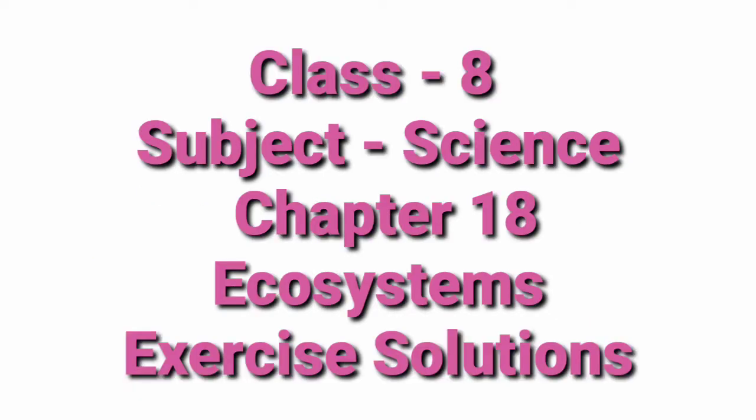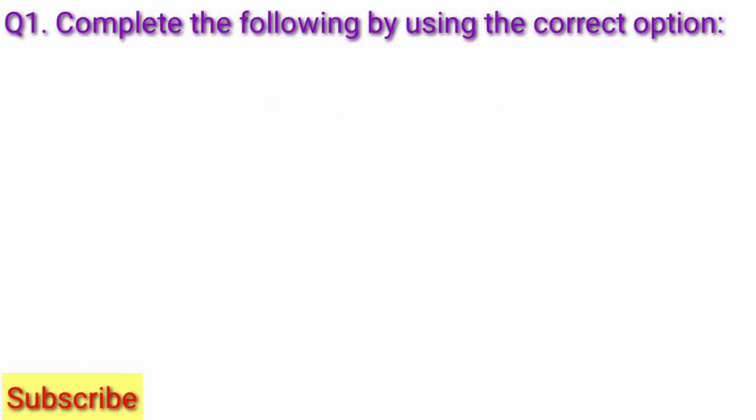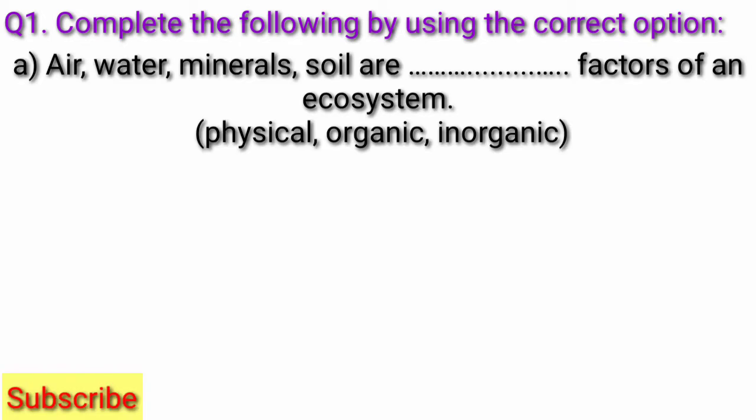Today we will see Class 8 Subject Science Chapter 18 Ecosystems Exercise Solutions. Question 1. Complete the following by using correct option. Question A. Air, water, minerals, soil are fill in the blank factors of an ecosystem. Physical, organic, inorganic. Answer: physical. Air, water, minerals, soil are physical factors of an ecosystem.